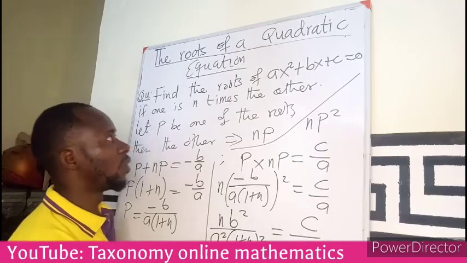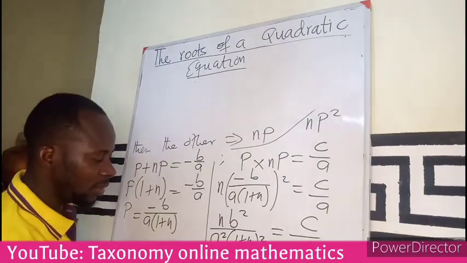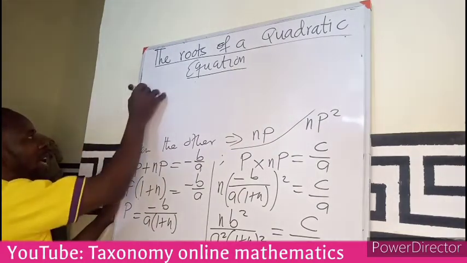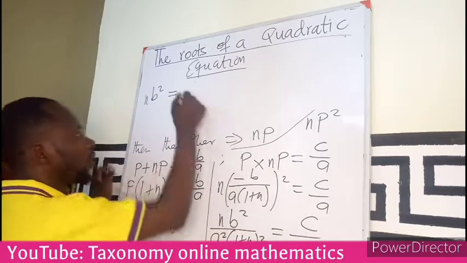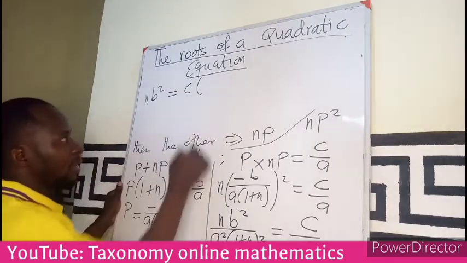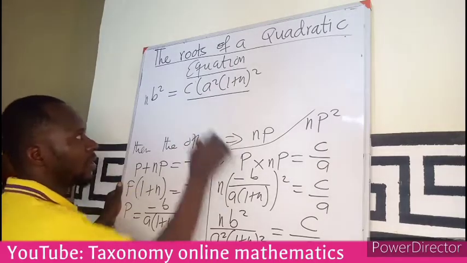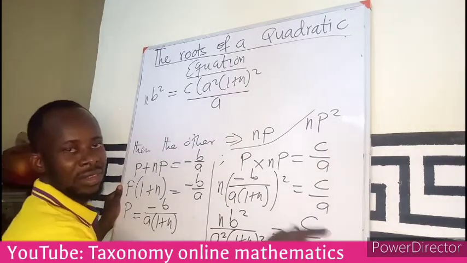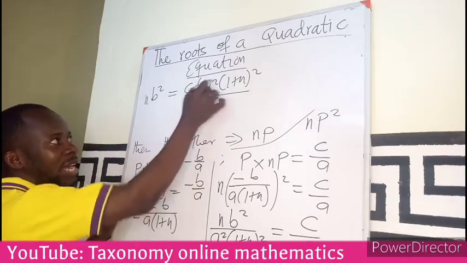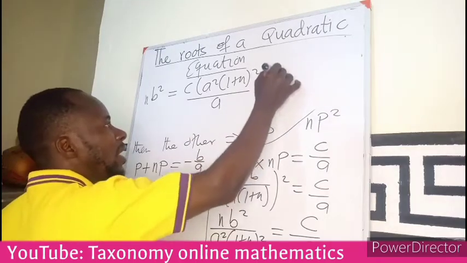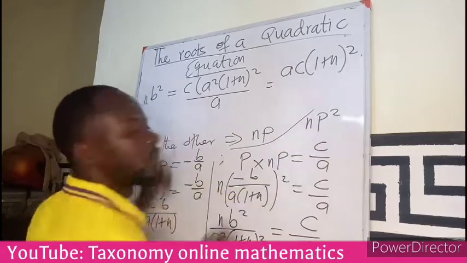The board is not big, so I'll clean here. From here, I maintain n b squared equals c times a squared (1 plus n) squared, divided by a. This a is squared, so it can cancel the square there. So I'll be left with a c (1 plus n) all squared.